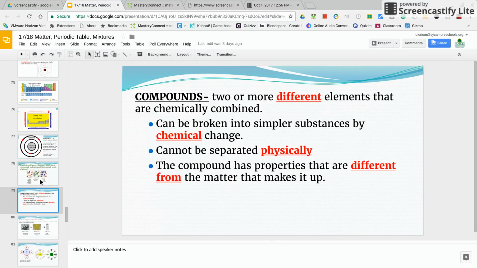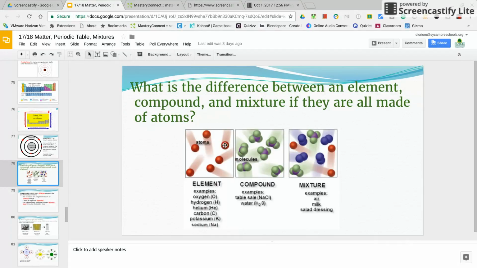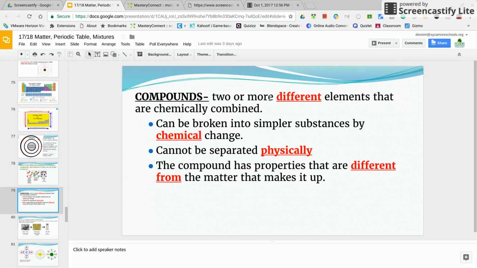Now we know elements are atoms that are exactly the same, which means they have the same number of protons in their nucleus. Compounds are made up of elements. In fact, they're made up of two or more different elements that are chemically combined. And when we mean chemically combined, we're talking about being bonded together. Oftentimes, those valence electrons are what helps create that bond between elements.